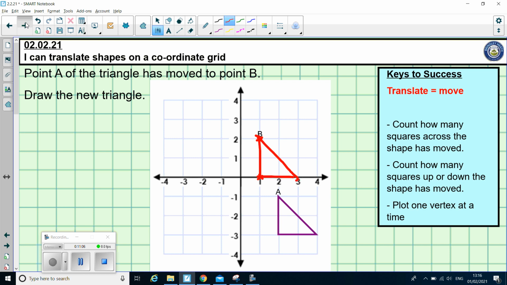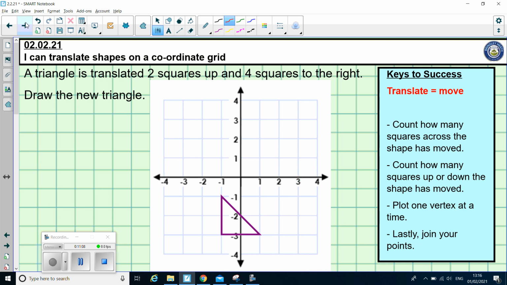The second type of question that you might get when you do maths.co.uk today is something that looks a bit like this. So a triangle has been translated 2 squares up and 4 squares to the right. You need to draw the new triangle. This time they haven't given you any of the points, but they've told you how many squares you need to move it, and you've just got to move it. So I'll do this one, and I've got another one for you to have a go at in a moment.